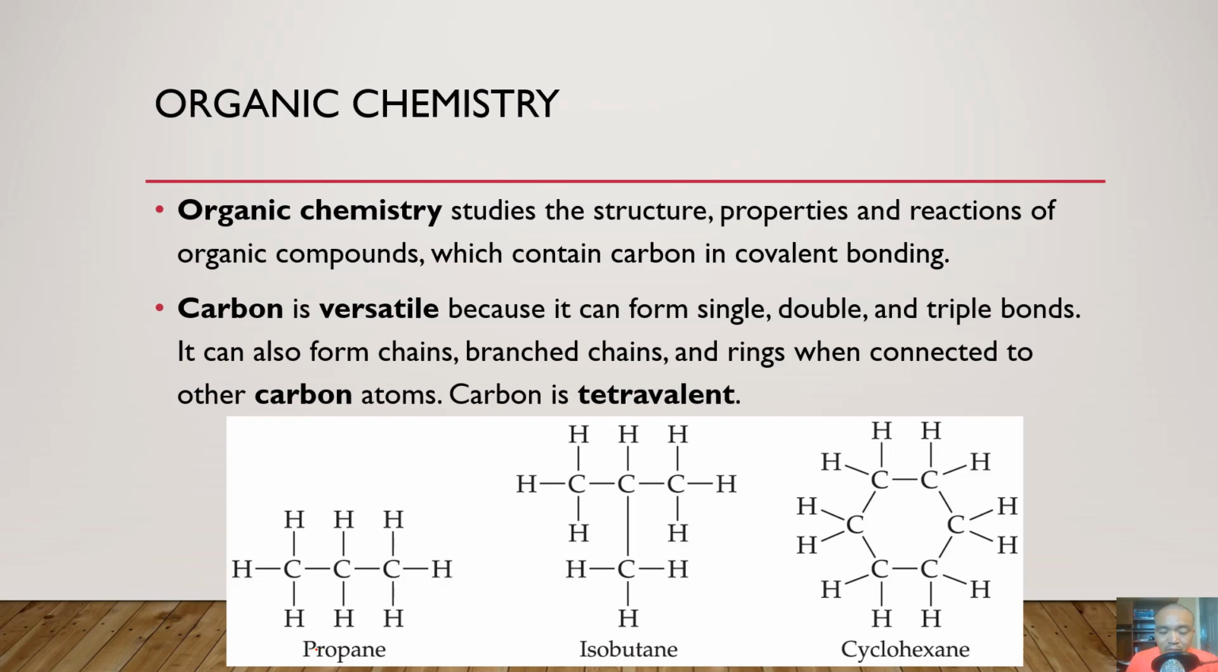Another important property about carbon is that it is tetravalent, which means carbon can form 4 single bonds or the equivalent of that. For example, a carbon can be surrounded by 4 single bonds. Carbon can be surrounded by 2 double bonds, which is equivalent to 4 single bonds. Carbon can be surrounded by a single and a triple, or carbon can be surrounded by a double and 2 single. So this provides versatile bonding structure and also different shapes.